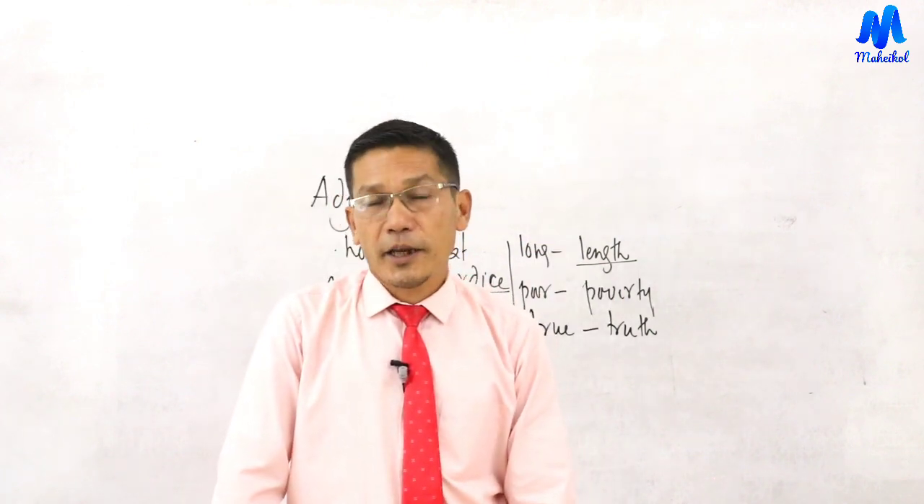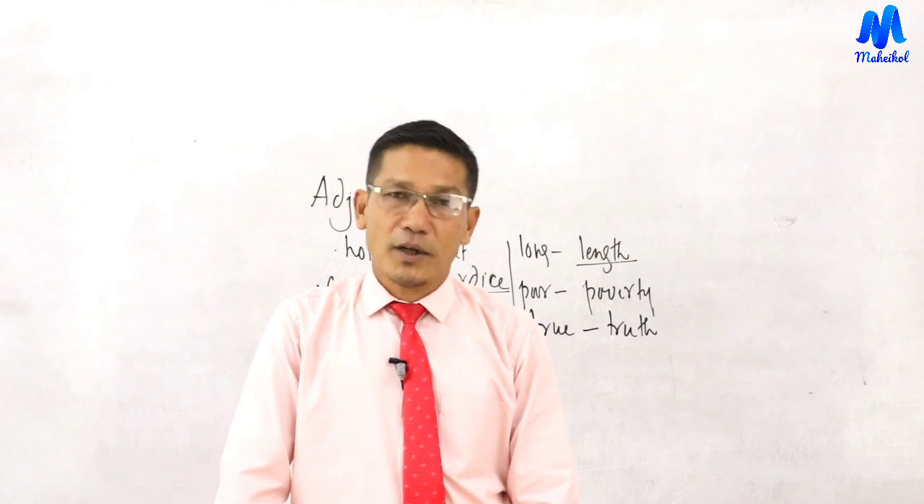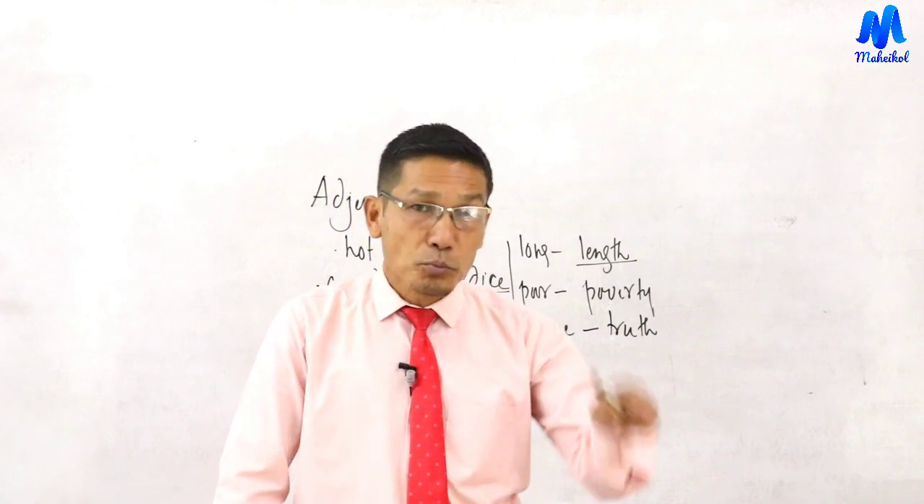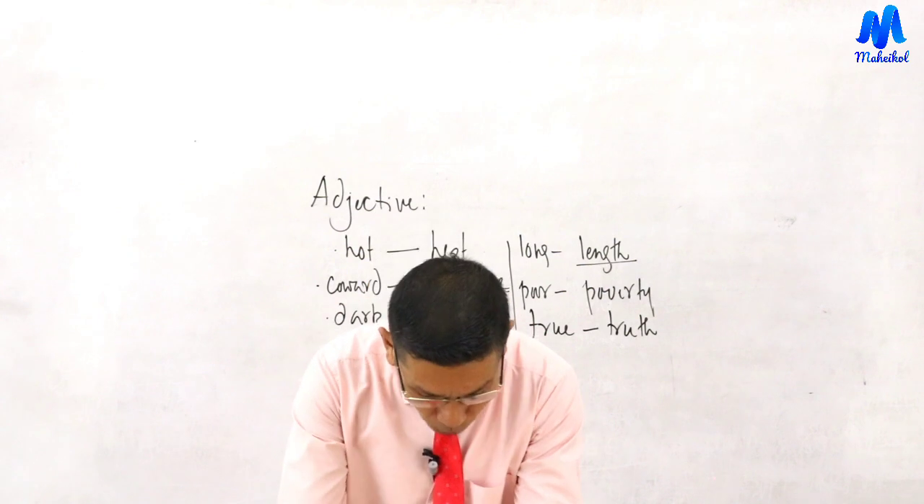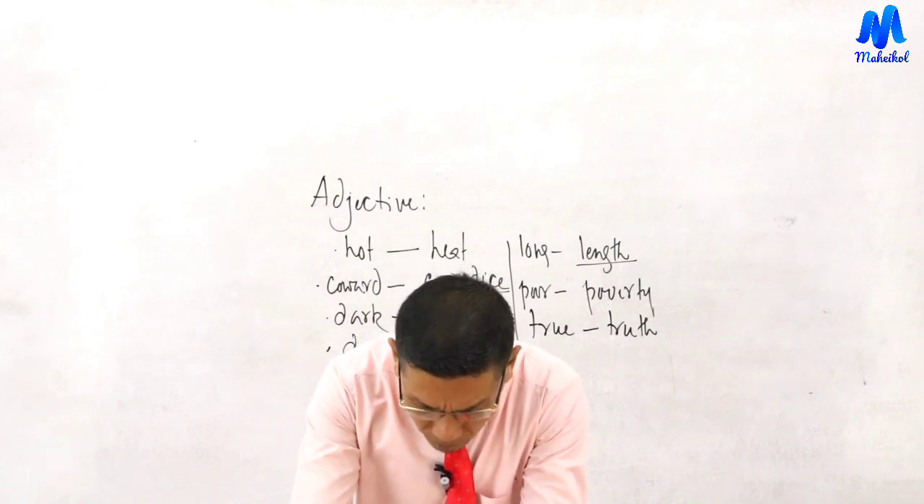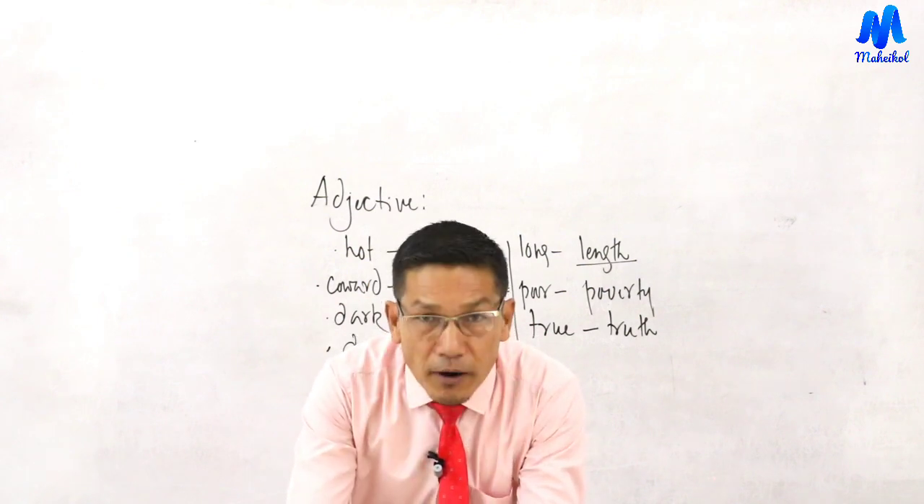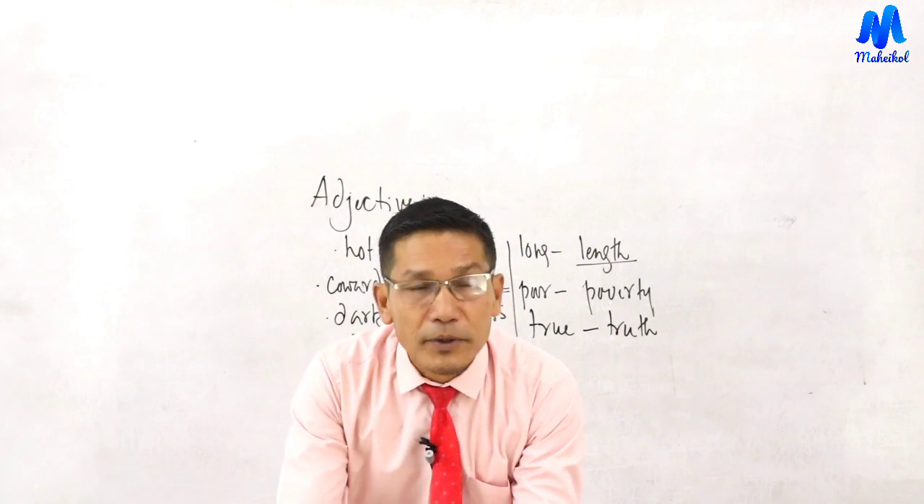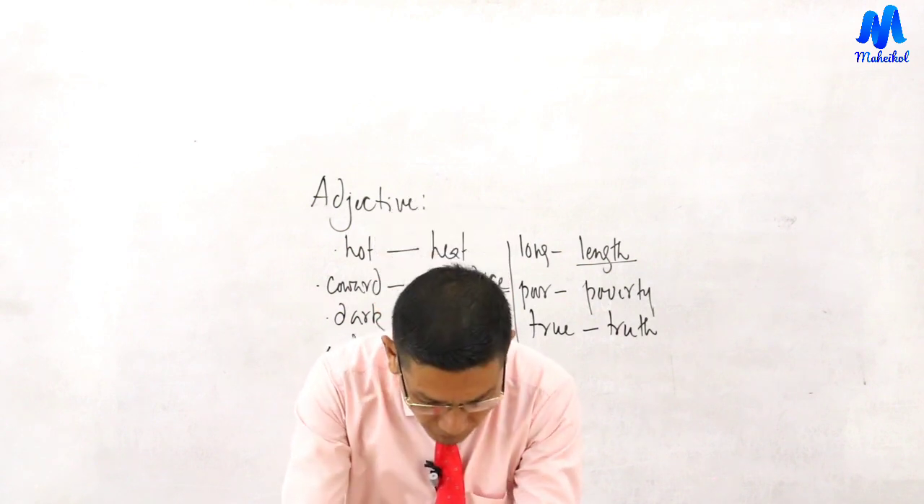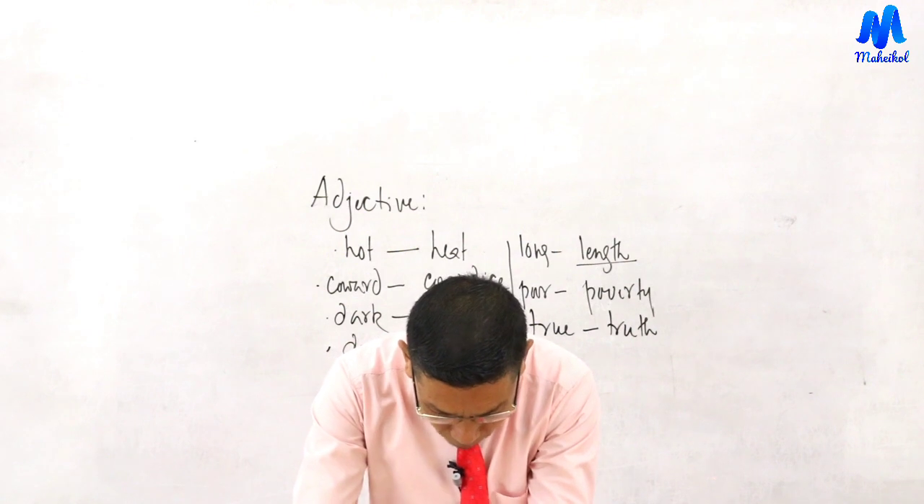The answer can be found out by doing the calculation. Truth is an abstract noun. You can make a lot of abstract nouns from adjectives.